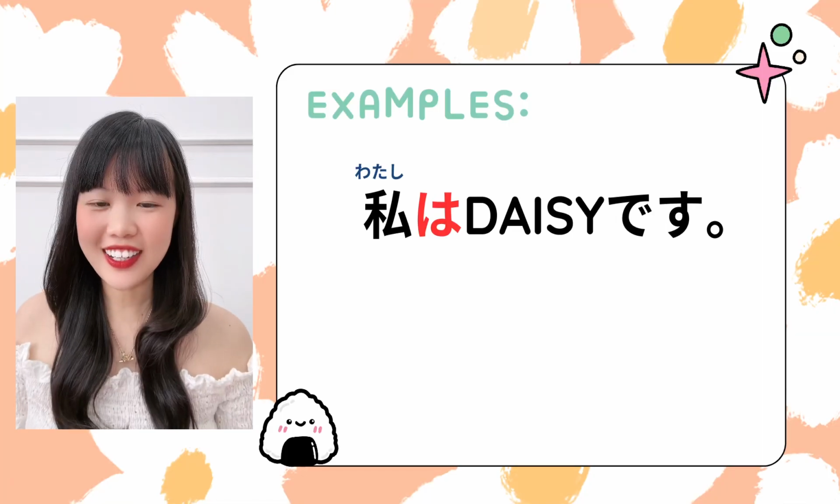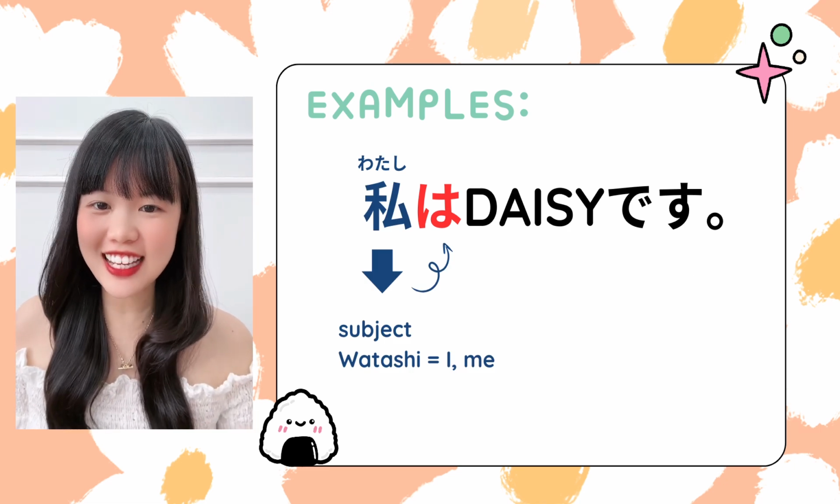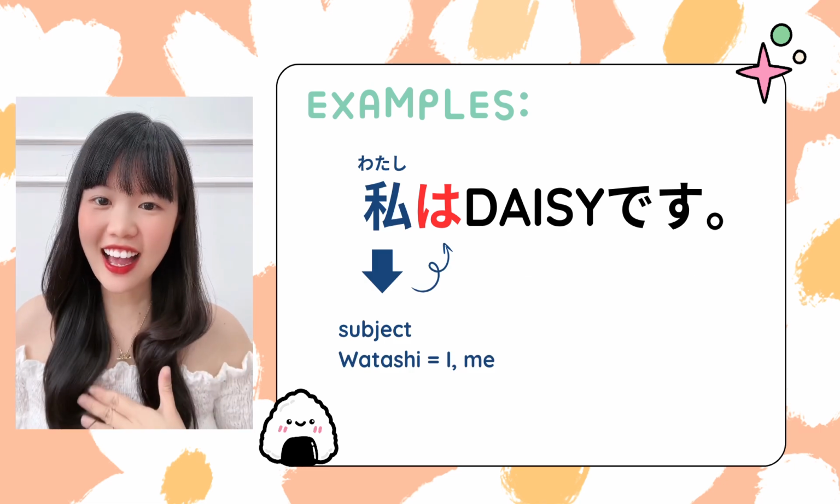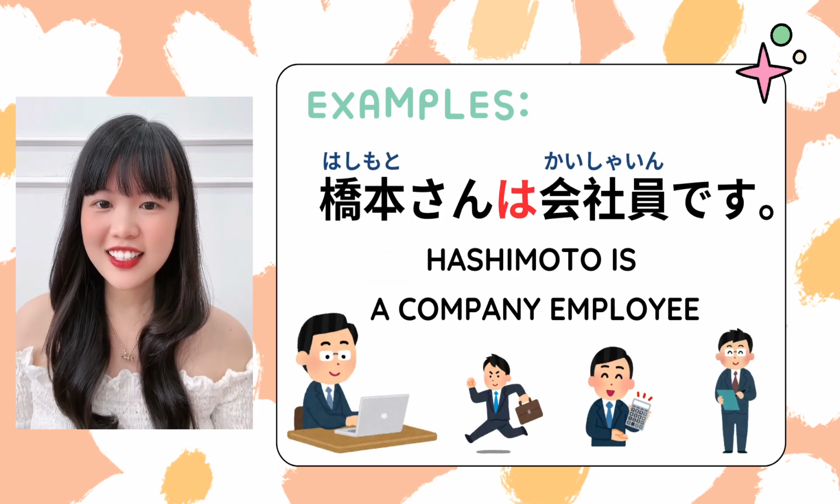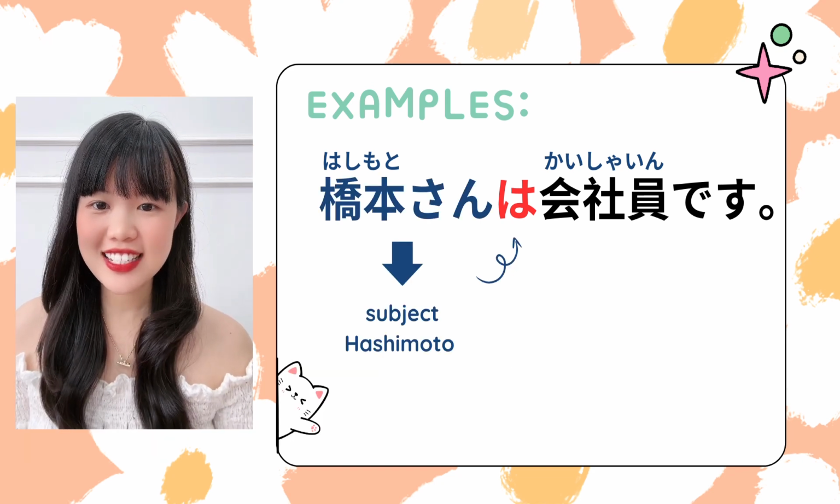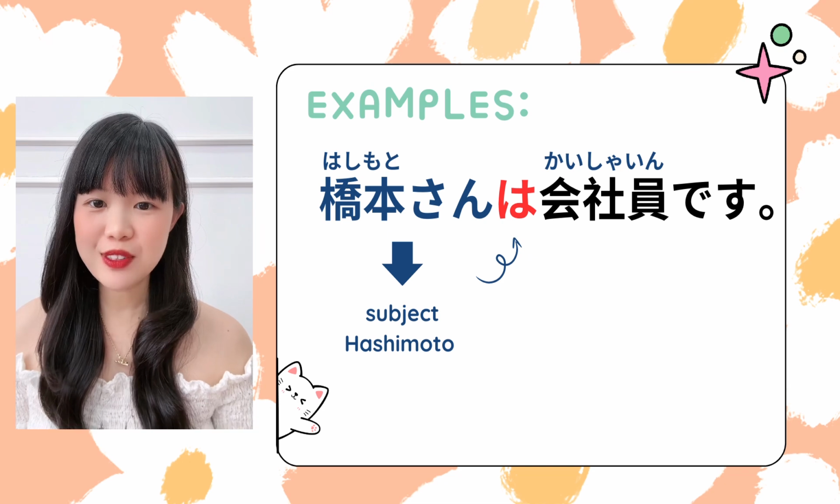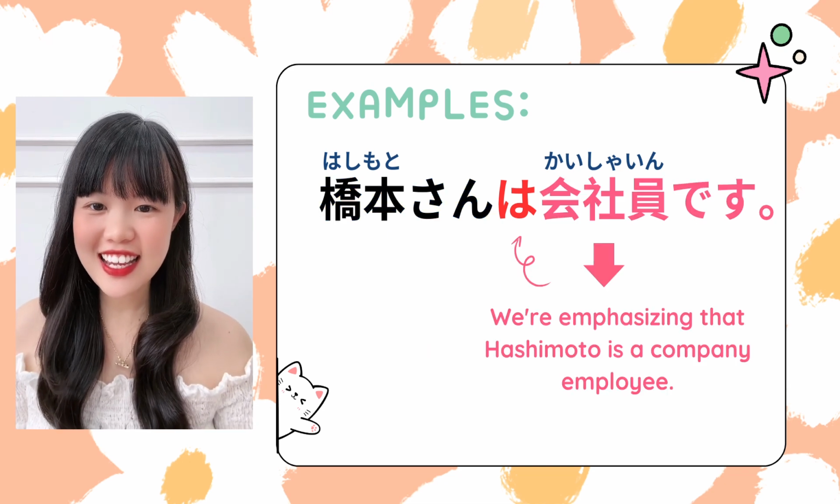For example, watashi wa Daisy desu. I am Daisy. Here, before the particle wa is watashi. So, watashi, I, is the subject. Hashimoto-san wa kaisha-in desu. This means Hashimoto is a company employee. In this sentence, before the particle wa is Hashimoto-san, so Hashimoto-san is the subject. After the particle wa is kaisha-in desu. Therefore, we are emphasizing that Hashimoto is a company employee.